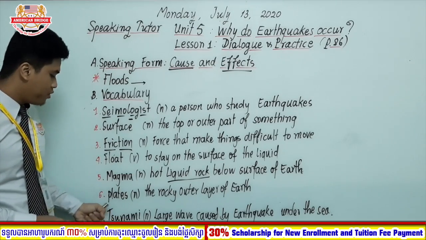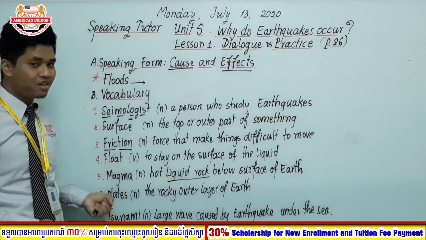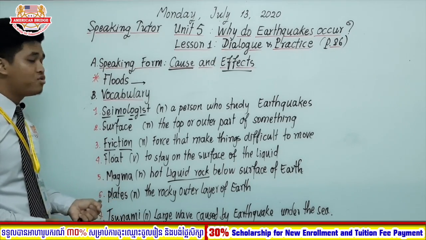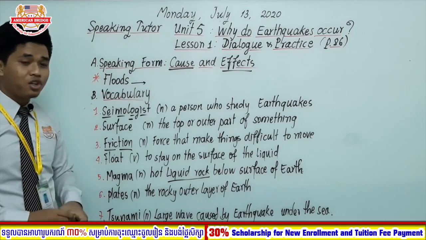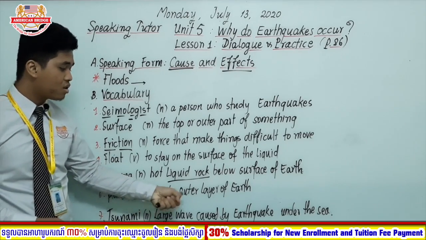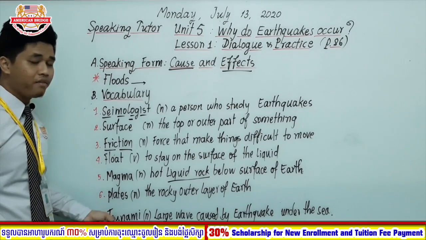Number 6, we call it plate. It is not the thing that you put your food on in this context. In terms of the science lesson, when you hear the word plate, it refers to the rocky outer layer of the earth. So we are living on the plates of the earth here.